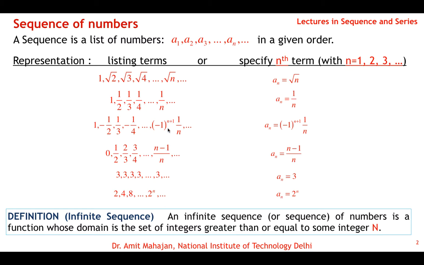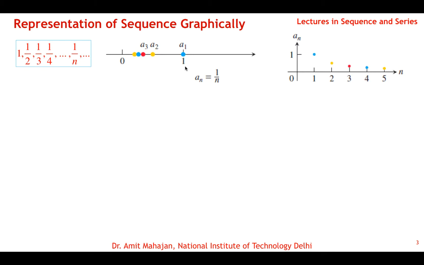So this is by listing or specifying the nth term. We can also represent the sequence graphically, and say for example if you have this sequence 1, 1/2, 1/3, 1/4, so on, 1/n and so on. So there are two very common ways to represent them graphically.